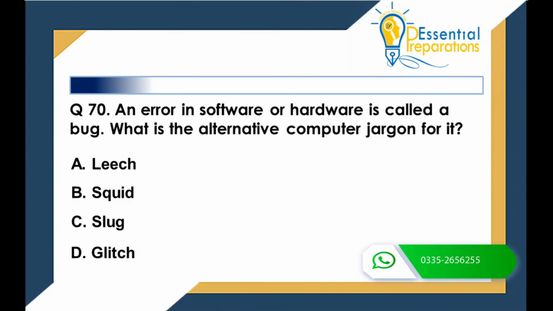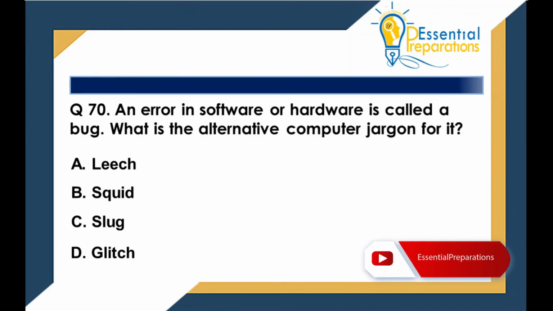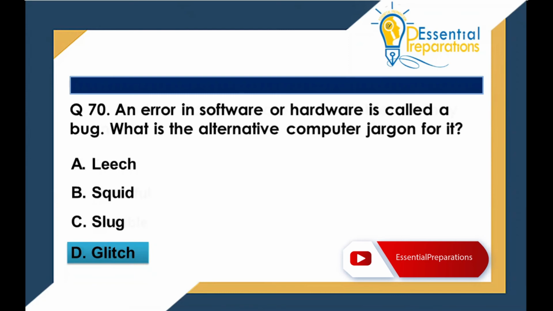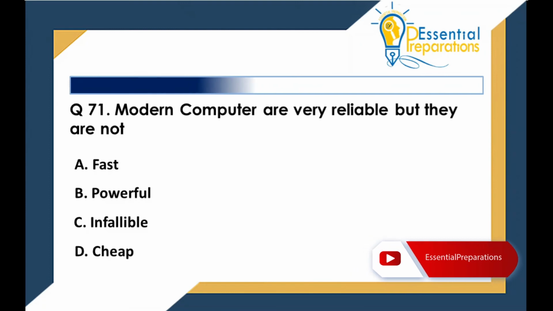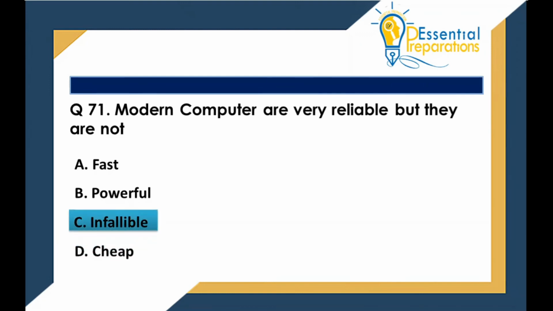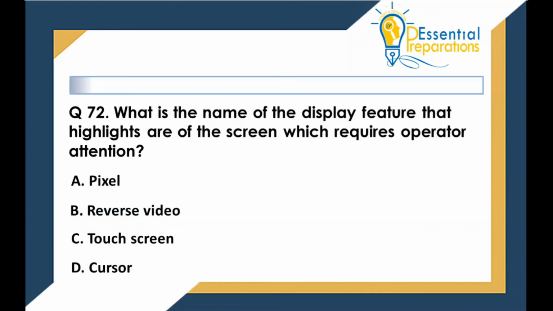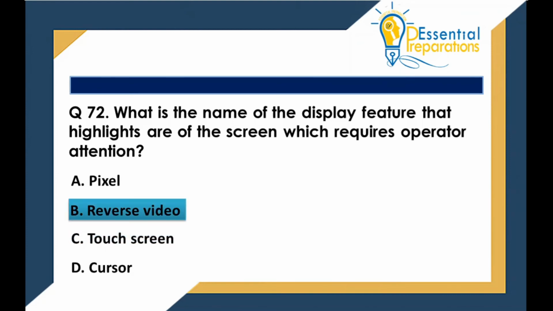An error in software or hardware is called a bug. What is the alternative computer jargon for it? D. Glitch. Modern computers are very reliable, but they are not C. Infallible. What is the name of the display feature that highlights a part of the screen which requires operator attention? B. Reverse video.